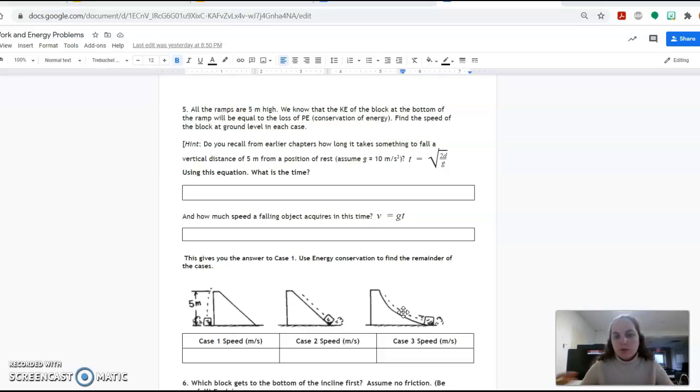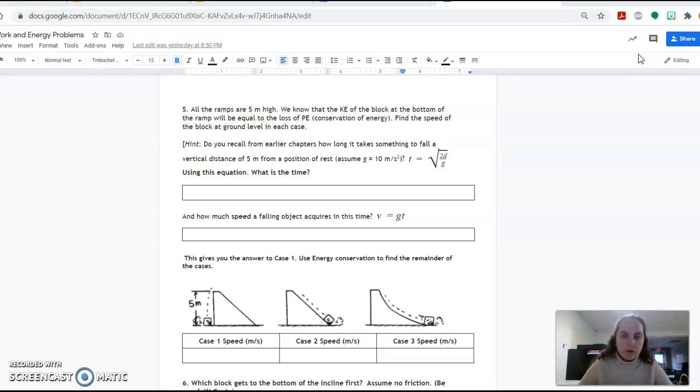Do you recall from earlier chapters how long it takes something to fall a vertical distance of 5 meters from a position of rest, assuming g is 10 meters per second squared? And I gave you that equation right there. I said t is equal to the square root of 2d over g. The reason we get this is that d is equal to 1/2 g t squared. So if we wanted to solve for t, we would just need to rearrange that equation. And we get that idea of d equals 1/2 g t squared from the ideas of linear motion. So go back through that earlier chapter to find out more information on that if you forgot.